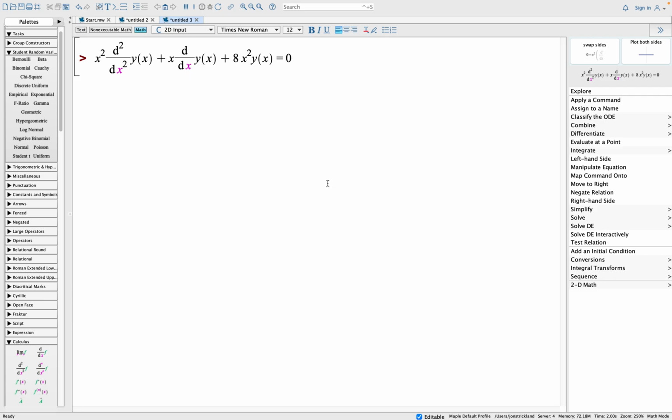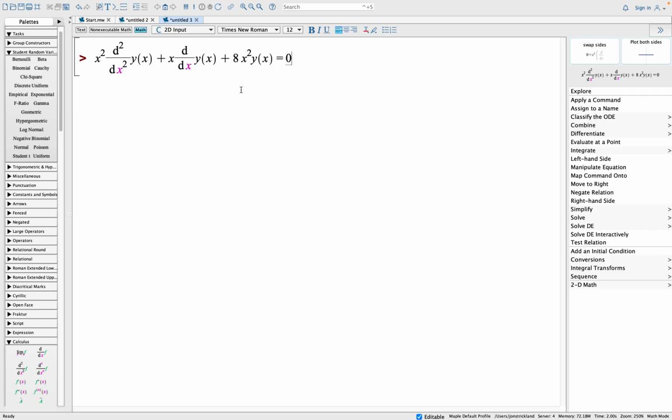Okay, so this is our equation. You have x squared, and taking from the palette, we have the second order derivative of y with respect to x plus x times the first order derivative of y with respect to x plus 8 times x squared times y, and again in Maple for y. If y is the dependent variable, you want to include in parentheses the independent variable. So for this equation, we have set equal to 0.